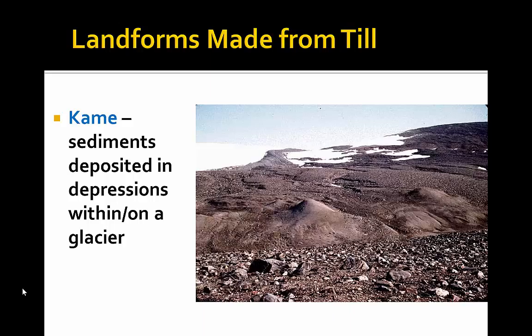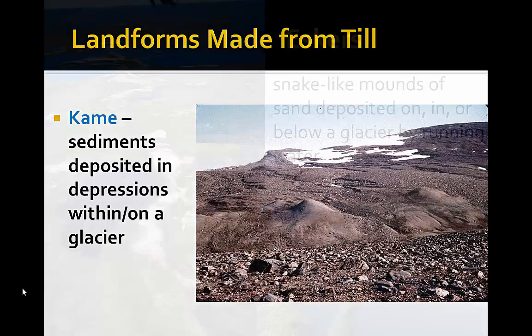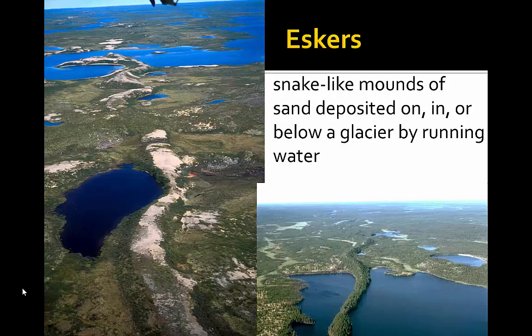Kame refers to sediments deposited usually on top of a glacier, but sometimes within a glacier. This happens because glaciers are moving and they're made of ice, but they can also have small streams on top of them or even within them. Some of these streams are going to cause eskers, these very elongate snake-like mounds of sand.